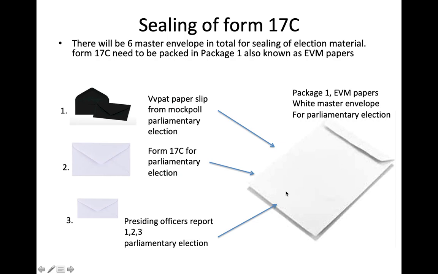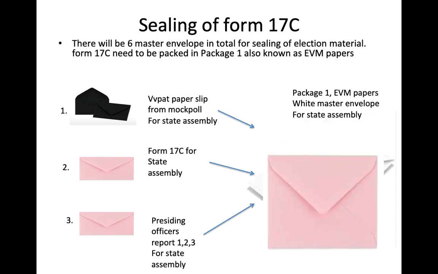But this will be different for assembly election. In assembly election, mostly including the voter slip, the packaging materials are pink in color, except for the BBPAT paper slip from the mock poll. So in package 1 of EVM papers, I've written white master envelope for parliamentary; it's a pink master envelope for state assembly.